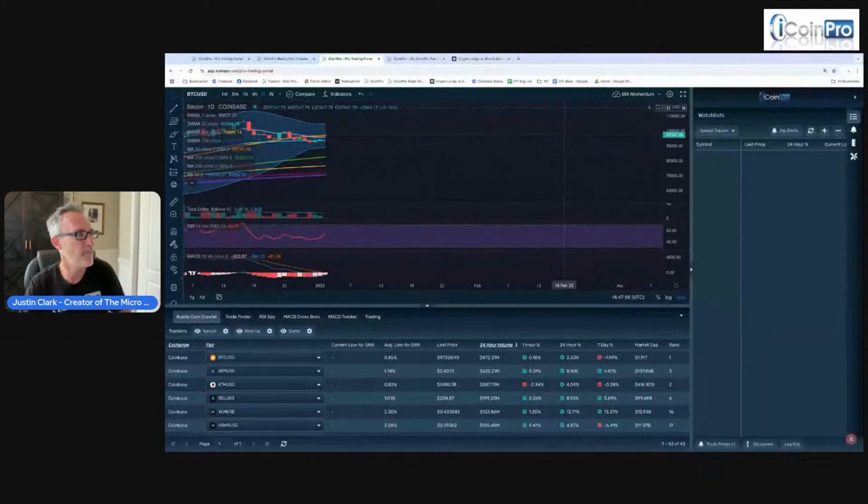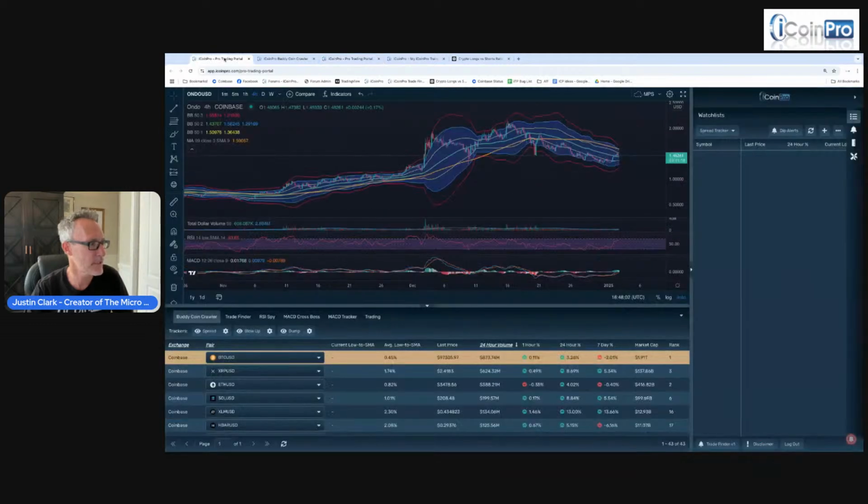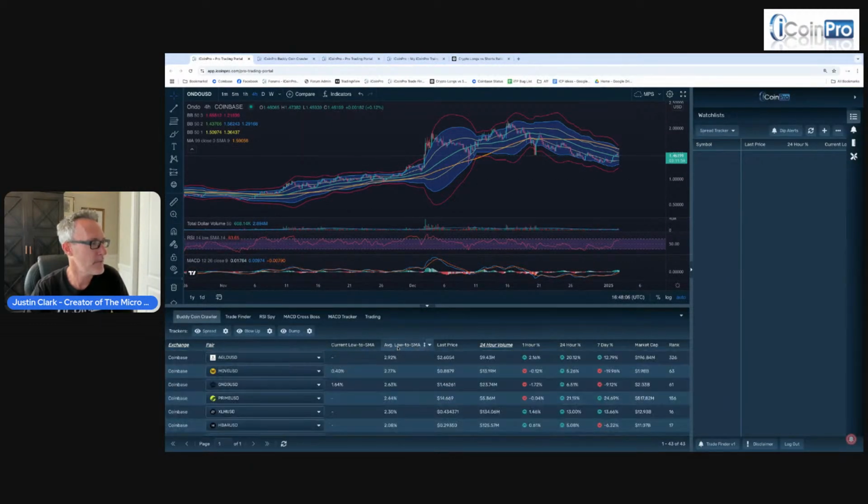All right. As far as coins to potentially trade, we've got a couple of them in here. Let's see. Maybe not. Yeah, boy, it has really tightened up in this market. I'm not seeing anything that I'm super excited about right now.